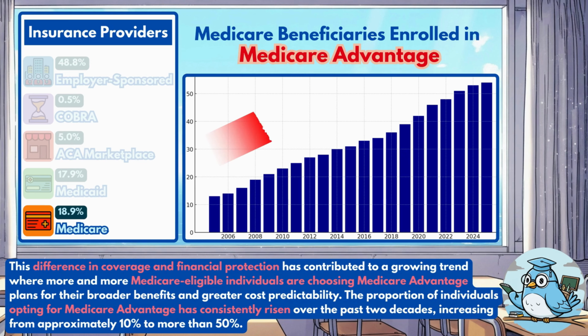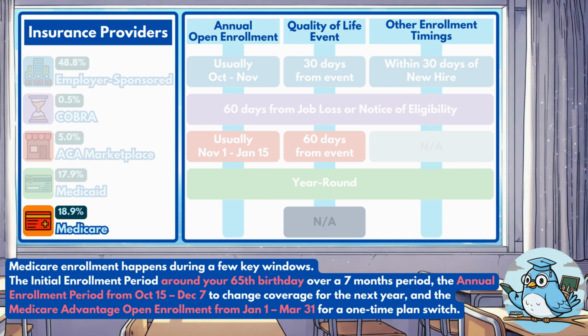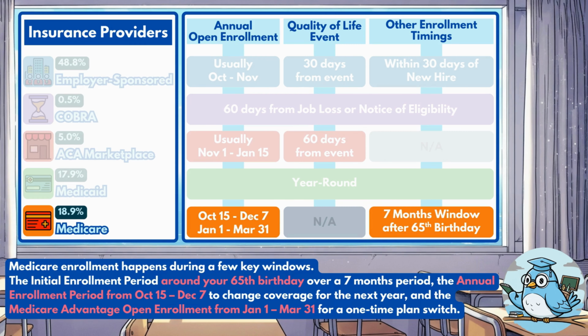This difference in coverage and financial protection has contributed to a growing trend where more and more Medicare-eligible individuals are choosing Medicare Advantage plans for their broader benefits and greater cost predictability. The proportion of individuals opting for Medicare Advantage has consistently risen over the past 2 decades, increasing from approximately 10% to more than 50%. Medicare enrollment happens during a few key windows. The initial enrollment period around your 65th birthday over a 7-month period. The annual enrollment period from October 15th to December 7th to change coverage for the next year. And the Medicare Advantage open enrollment from January 1st to March 31st for a one-time plan switch.